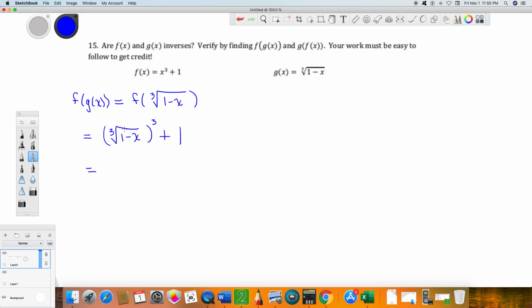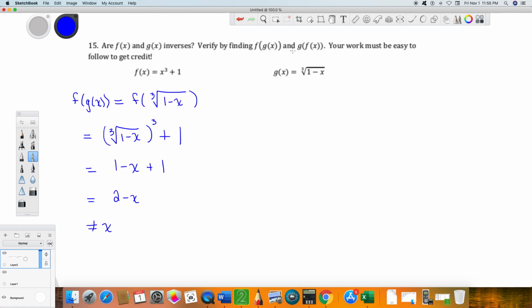And if we cube a cube root, the radical goes away, and I have 1 minus x plus 2, and that simplifies to 2 minus x. So since that's not equal to x, I know that these are not inverses of each other.